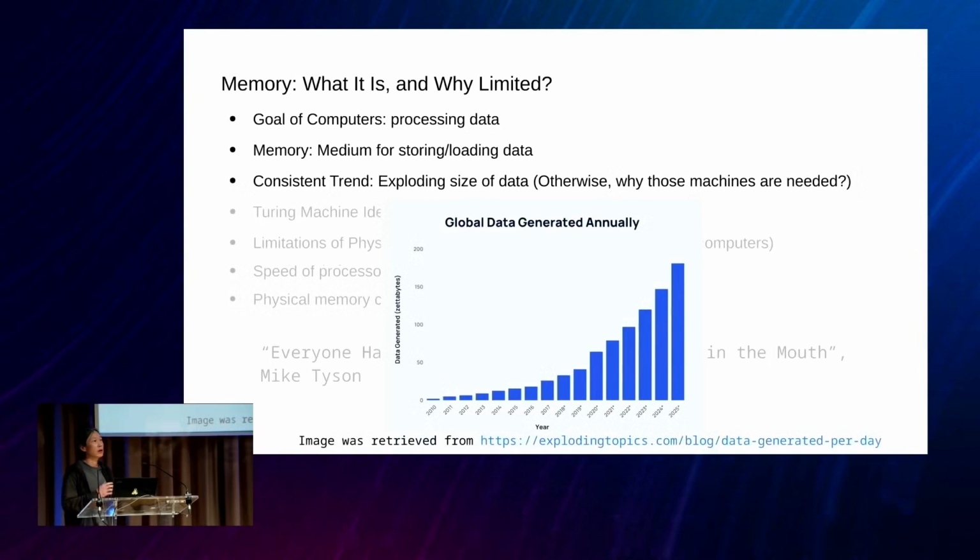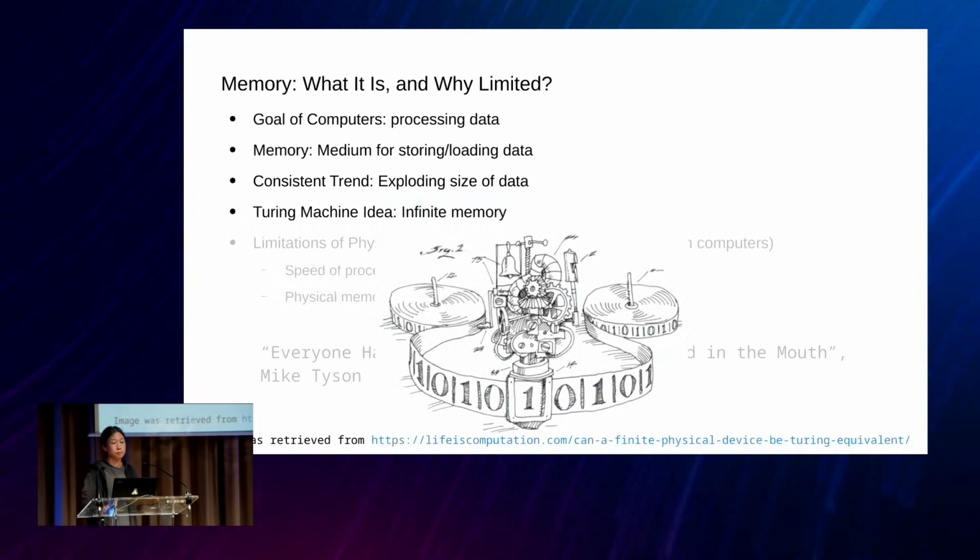And one consistent trend that we are seeing from the history of computer science and the industry is that the size of the data is always exploding. Otherwise, why would we need the machines at all? We could just use the machines that were already invented, or not need machines at all.